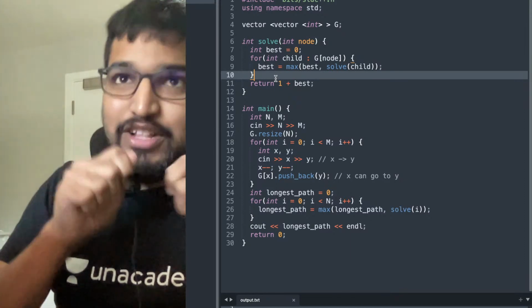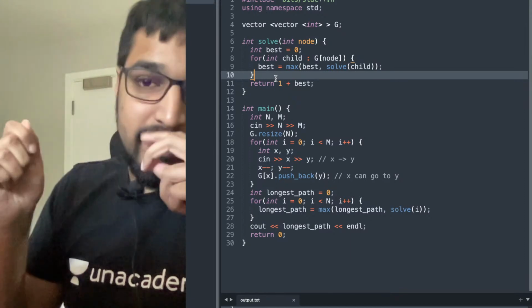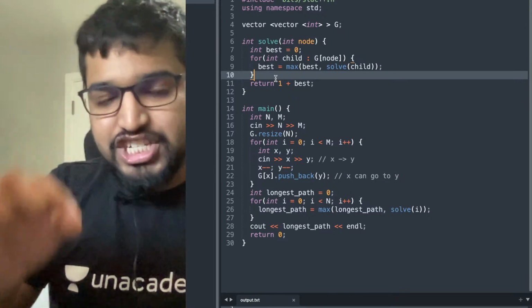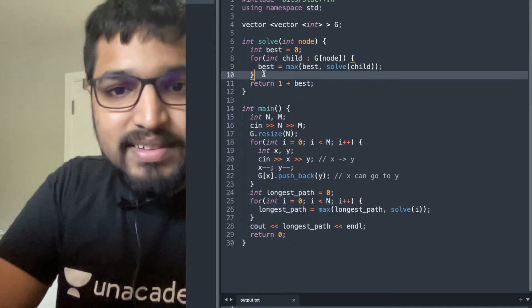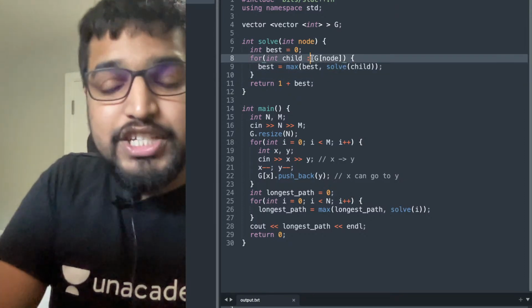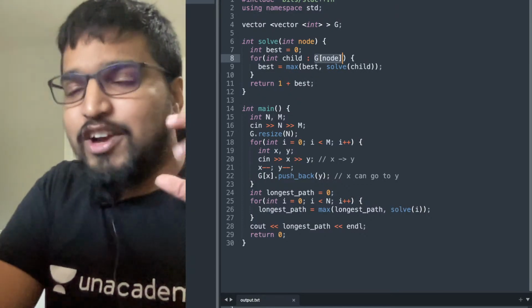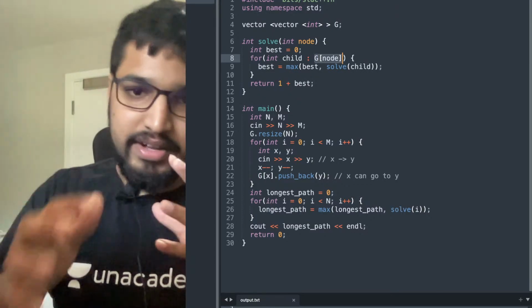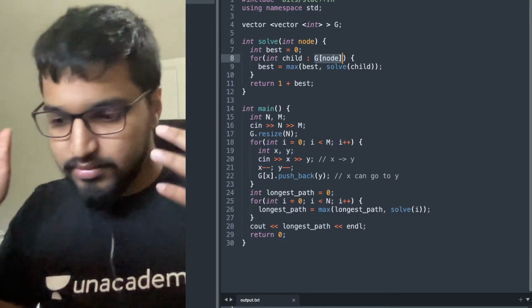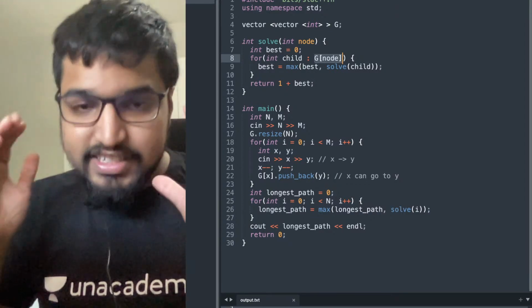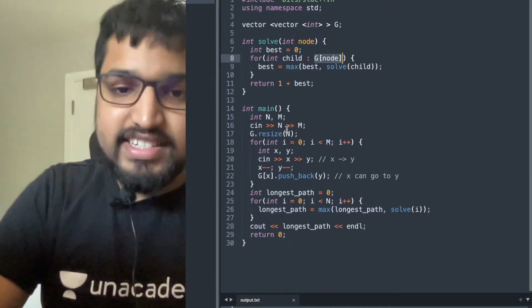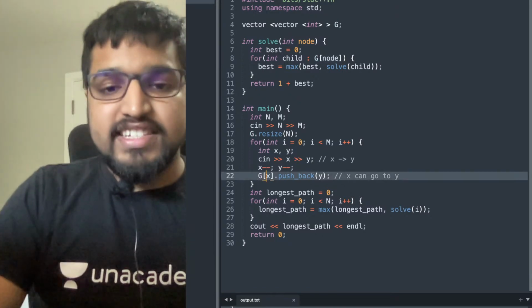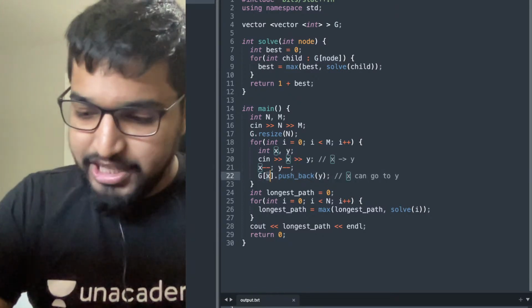So because of this, there would be at least one node without an outgoing edge. And since g of node contains all outgoing edges, like all nodes that I can go to, my current node can go to another child. All right. So G is basically the adjacency list, as Aniket clearly mentioned.